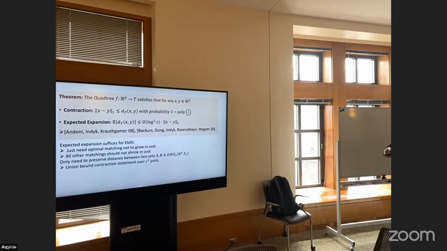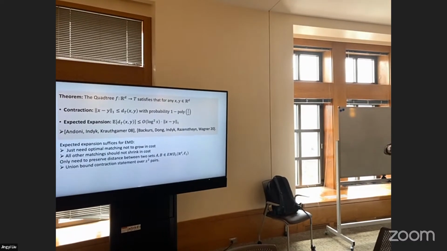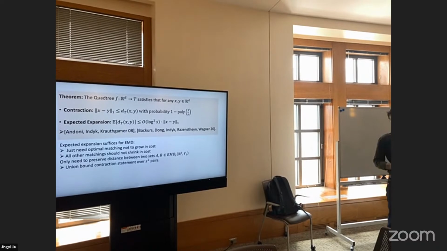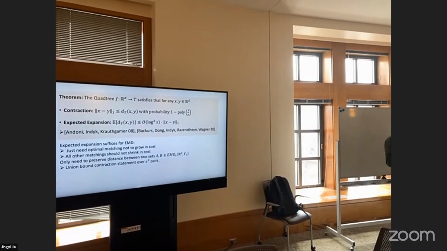matching to not increase in cost too much. In particular, I only need the optimal matching to not increase in cost too much. So in expectation, that matching doesn't increase in cost too much. For all the other matchings, I need them to not decrease in cost too much. But if I have S points in each of them, there's only S squared pairs. I can union bound the contraction statement over all of them to show that they don't shrink by much.